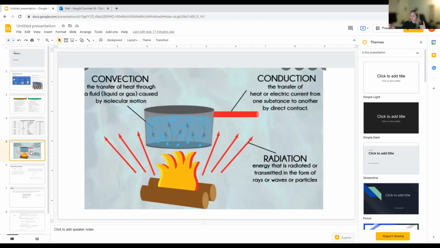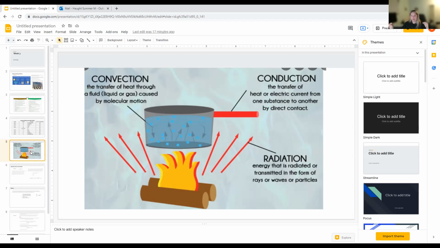So conduction, convection, and radiation, which hopefully you have a background in. But if you don't, I'm going to run through the difference between all of those really quickly, because these are all very relevant to solar energy. Convection is essentially when we're transferring heat through a fluid caused by molecular motion. Conduction is the transfer of heat or electric current from one substance to another by direct contact.